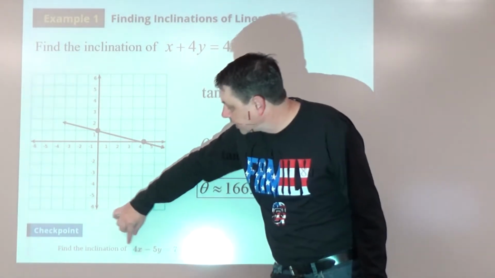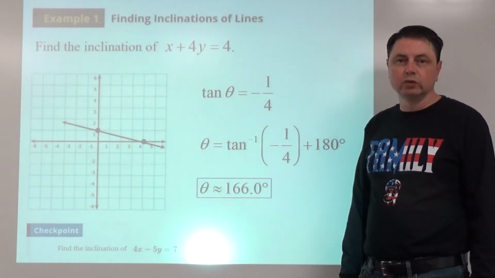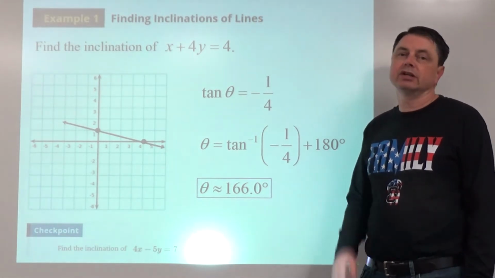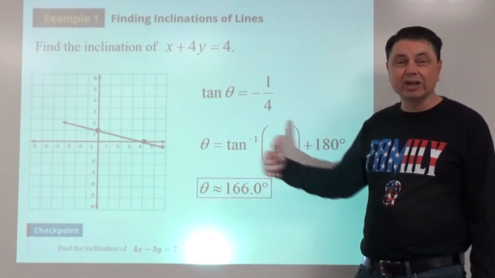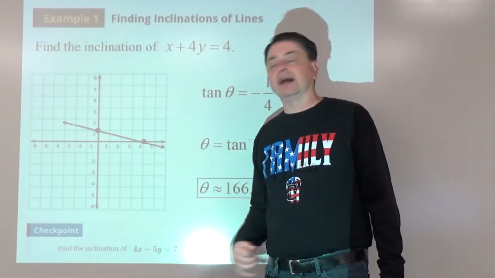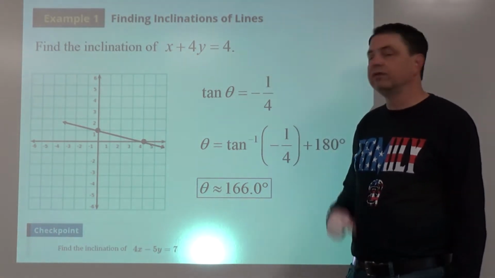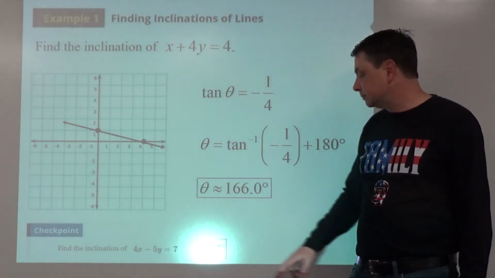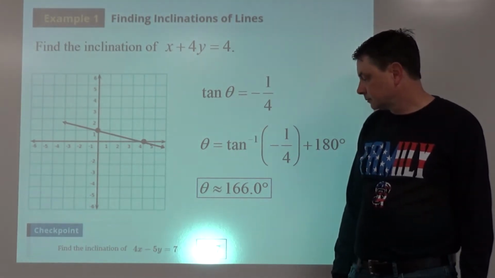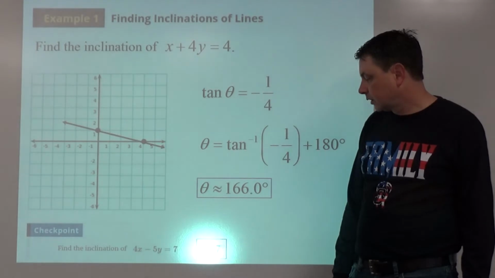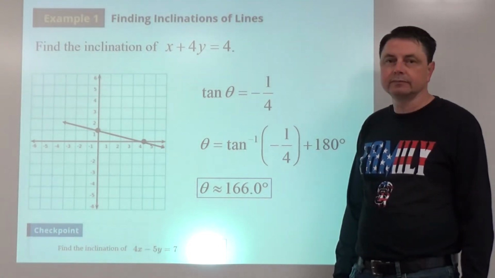Checkpoint, find the inclination of the line 4x minus 5y equals 7. Pause here until you've got it. So you might want to solve this one for y, get it into y equals mx plus b form, where the slope is then 4/5, then inverse tangent. 38.7 degrees is the inclination.